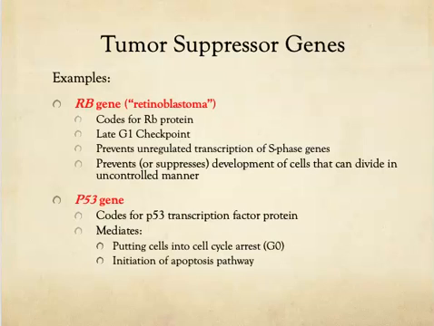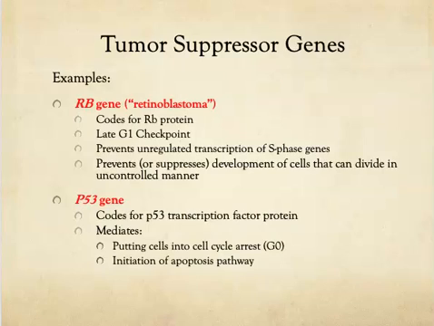There's another tumor suppressor gene that I want us to be familiar with, and that's the tumor suppressor called P53. The P53 gene codes for, you guessed it, the P53 protein. This protein happens to be a transcription factor. It happens to be a protein that is capable of binding to the outside of the double helix of DNA and impacting the expression of genes in that area.